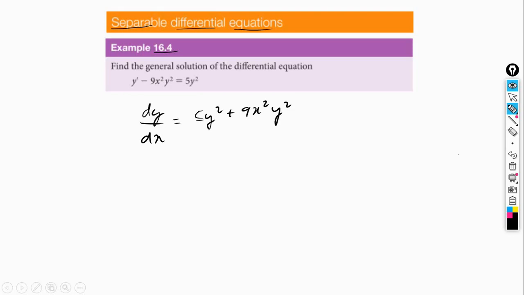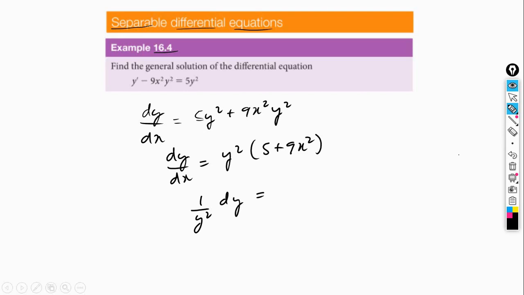So we need to separate the variables for x and y. We can do that here easily because we can just factor out the y squared. So notice that this is equal to y squared times 5 plus 9x squared. And then we can send this to the other side. We have 1 over y squared dy is equal to, and we send this to the other side, 5 plus 9x squared dx.